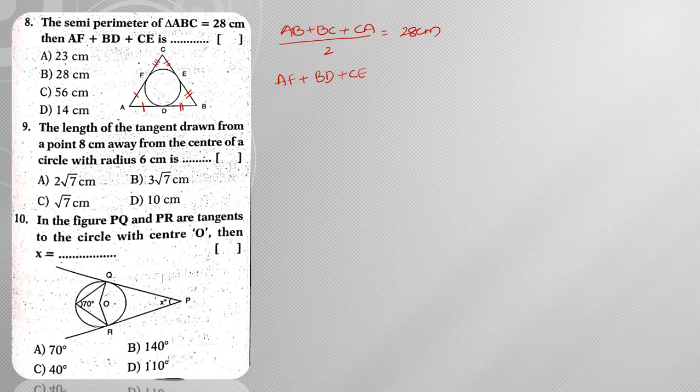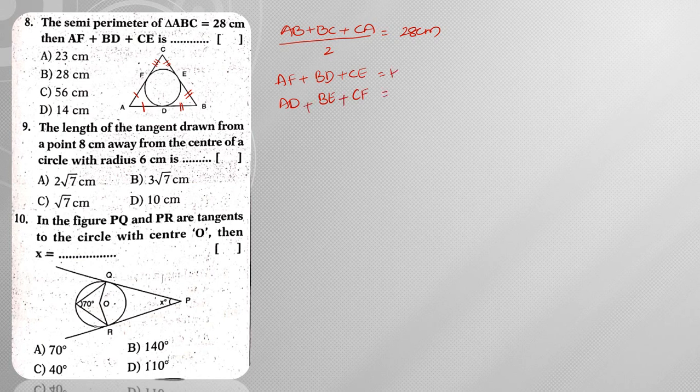AF plus BD plus CE. So, what is AF here? AF I can write as AD. The same way, I can write BD as BE. Next, CE as CF. Now, if I add, then these two will be equal.